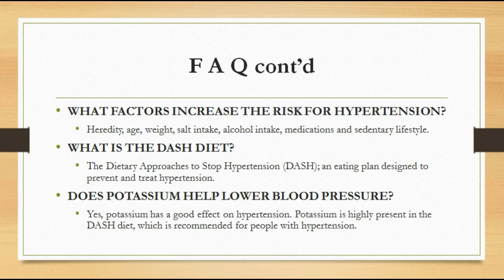What is the DASH diet? The DASH diet is a Dietary Approach to Stop Hypertension. It's an eating plan designed to prevent and treat hypertension. It tells you how much salt you can have in your diet. And whether potassium helps, yes. When you're on a diuretic, you have potassium as a supplement, or they'll give you a potassium-sparing diet or medication.